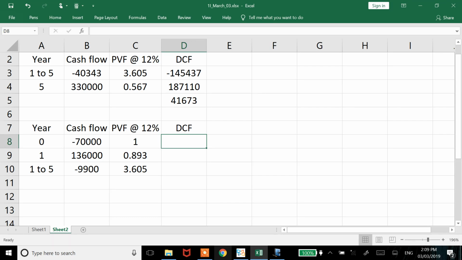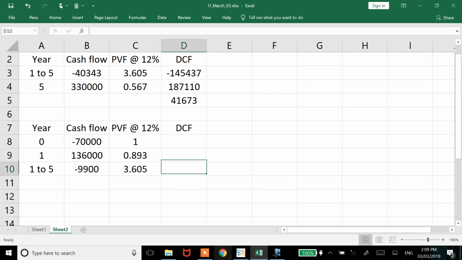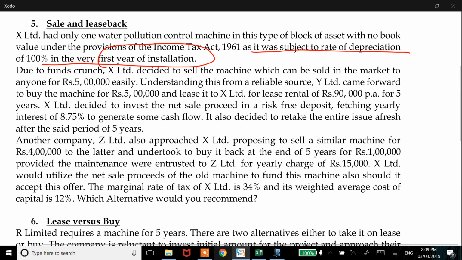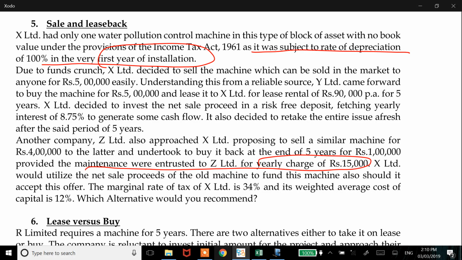Yeah, you have to pay to the other guy. He is saying, okay, I will give you the machine. Sorry, there's one more item. He is saying, provided the maintenance were entrusted to Z Limited at a yearly charge of 15,000. The Z Limited will buy the machine at 5 lakhs, give you a new machine at 4 lakhs, provided you give some maintenance to them.